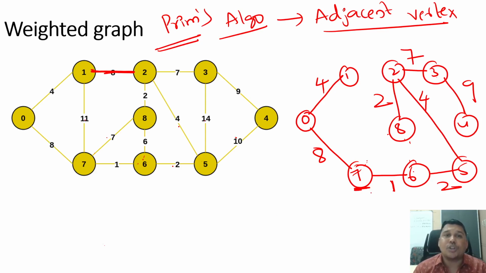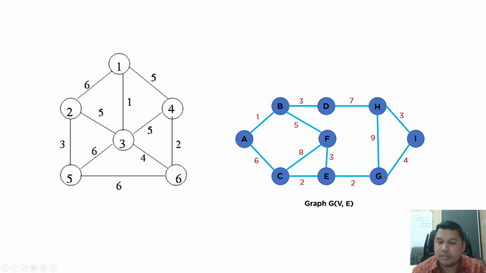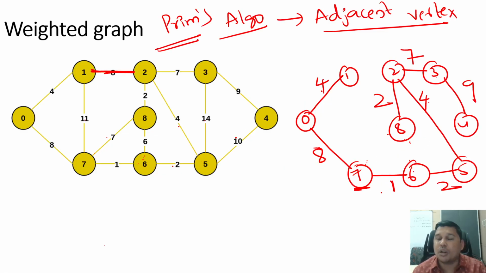So what is the cost of this tree? What is the cost of the minimum spanning tree? It is the sum of all these weights. So 4 plus 8, 12 plus 1, 13, 2, 15, sorry, 15 plus 4, 19 plus 2, 21 plus 7, 28 plus 9. So 37 is the cost of the spanning tree.